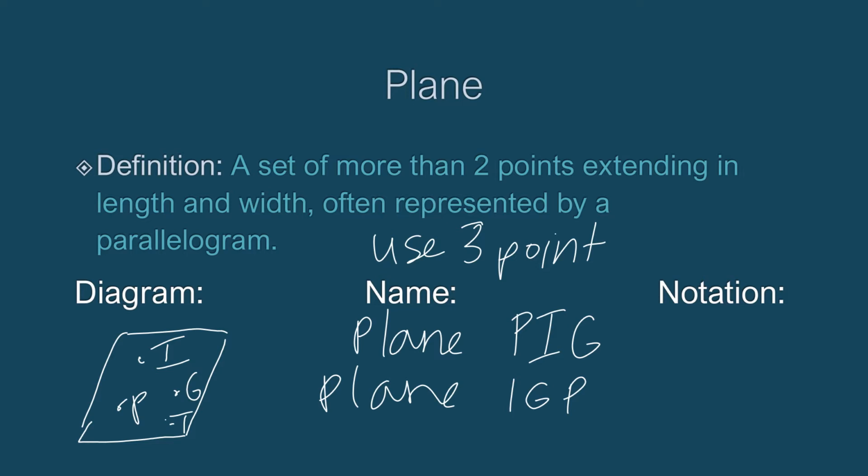The notation for a plane, this is probably the easiest way to write it, is just draw a mini parallelogram and then write your letters out. So you would say plane PIG or plane IGP. Again, pause it if you need to stop there.